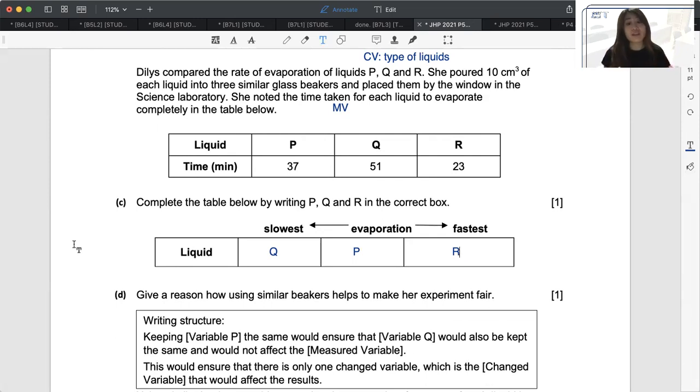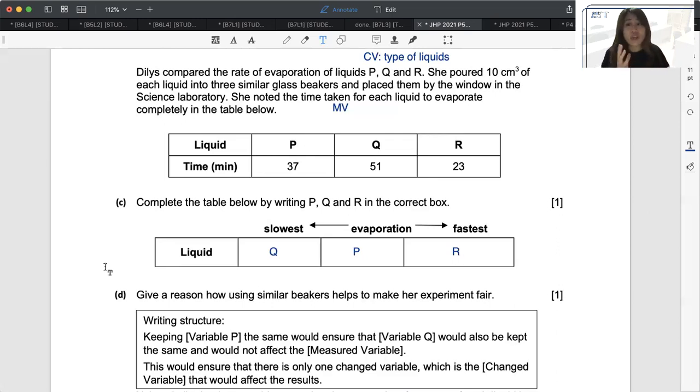If you look at part D, of course in the exam, you will not see this writing structure here. Because this is a revision course, we are here to help you. So this is your writing structure, which will help you answer part D accurately. They say, give a reason how using similar beakers helps to make her experiment fair. Before you tell me your answer, don't be too quick to say that the beakers must be the same, must be similar, because there can only be one change variable in the experiment, which is the type of liquids. That's not going to get you any marks, all right?